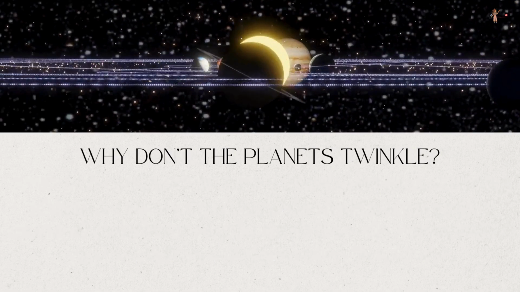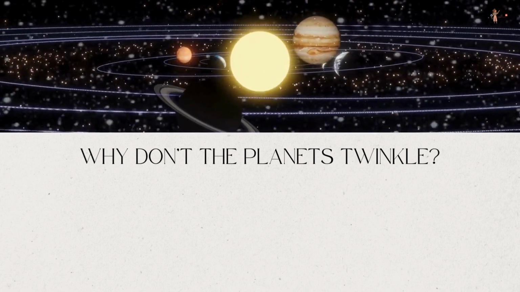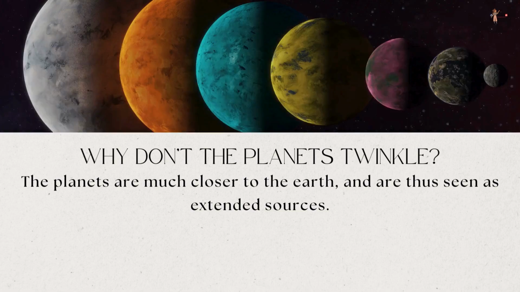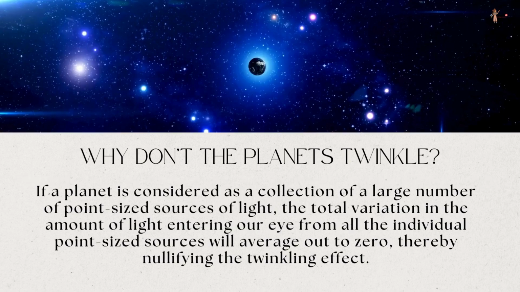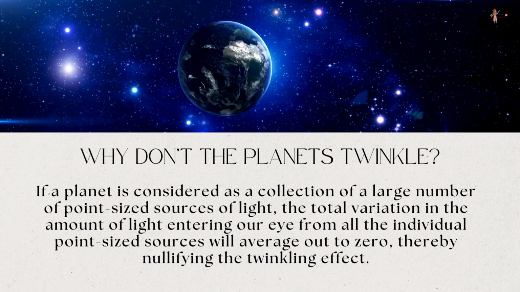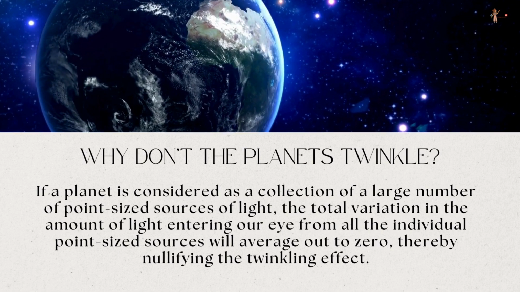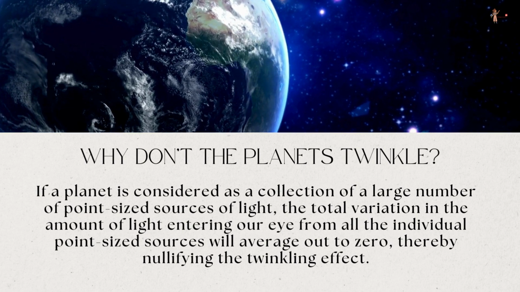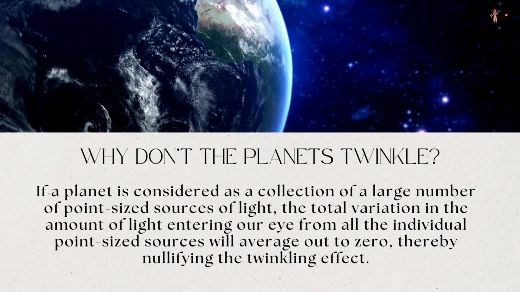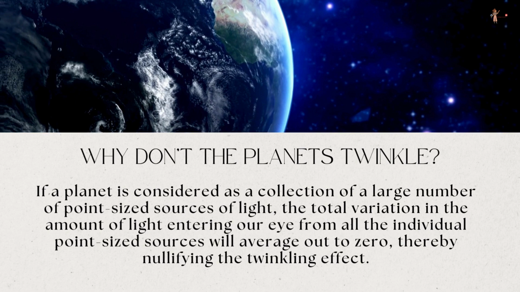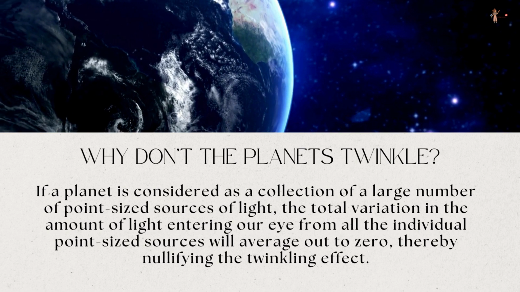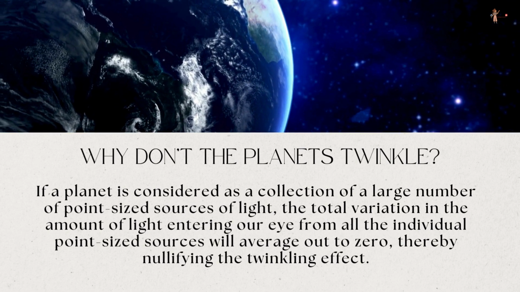Now, if we ask, why don't the planets twinkle? Well, the planets are much closer to the sun and are thus seen as extended sources. If we consider a planet as a collection of a large number of point sized sources of light, the total variation in the amount of light entering our eye from all the individual point sized sources will average out to zero, thereby nullifying the twinkling effect.